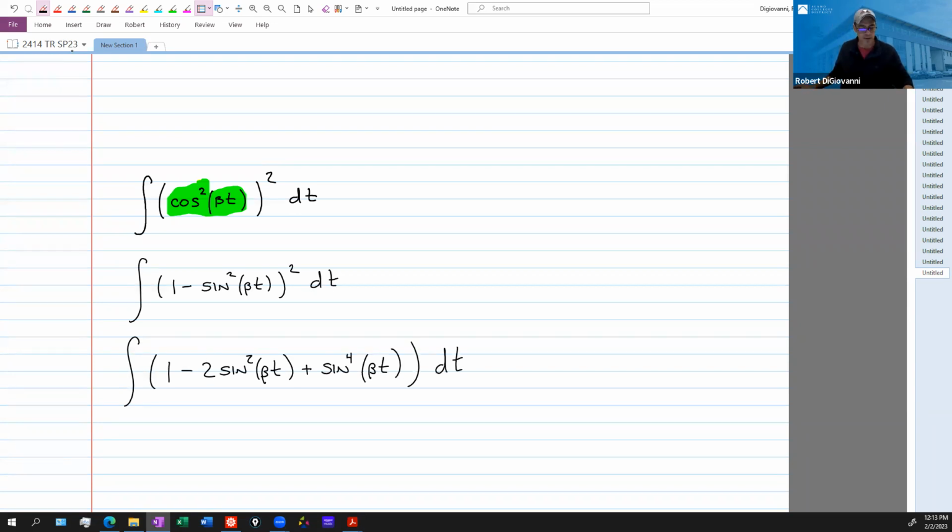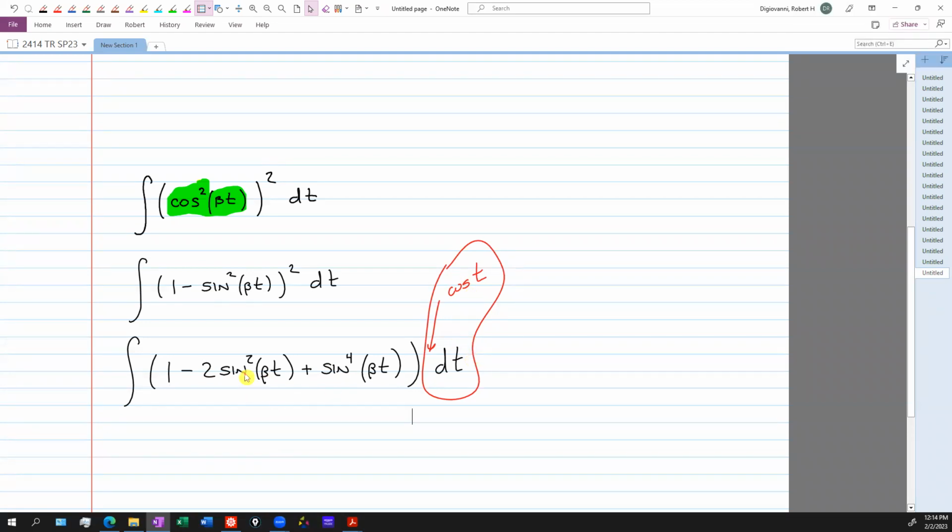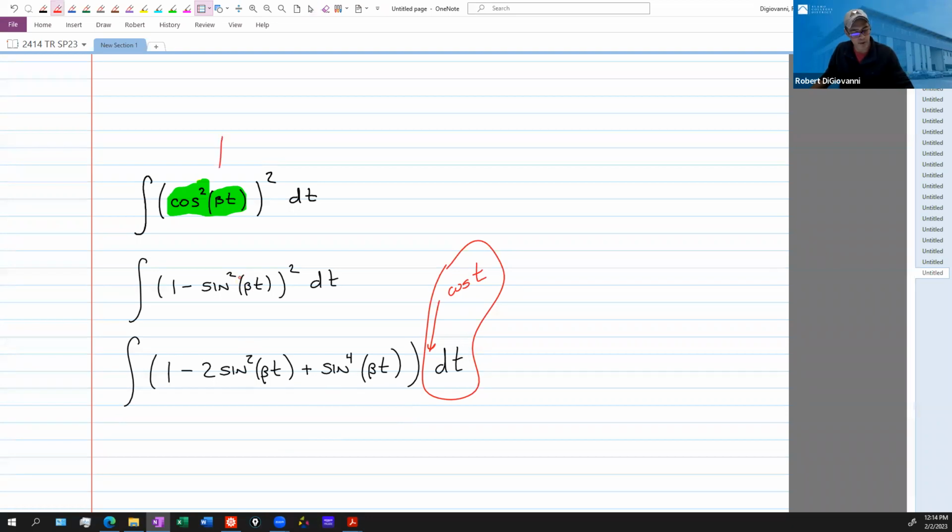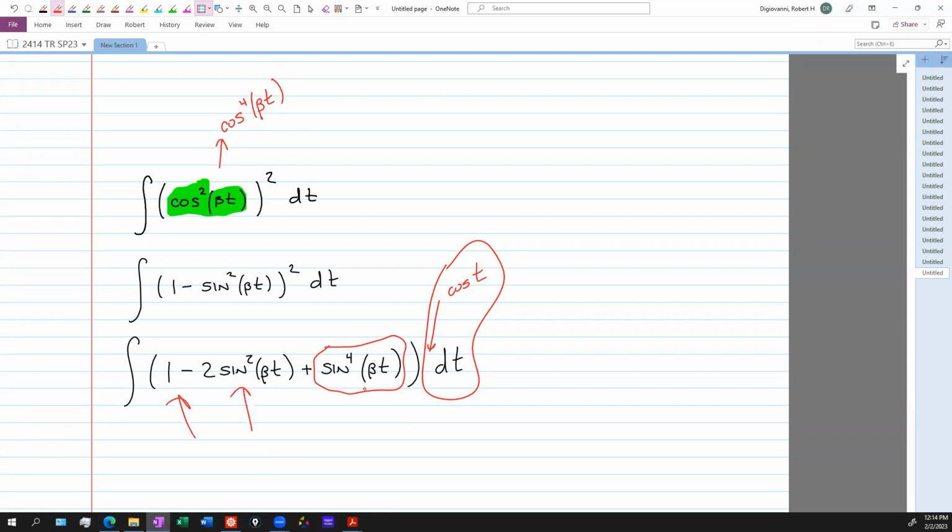And the problem with this is that what you're missing is the cosine t that you would need to do a u substitution. It'd be great here if we just let u be sine, but you don't have a cosine. Remember, the original problem was cosine to the 4th beta t. What you've done is create something that now has a sine to the 4th beta t and a bunch of other stuff. So it's more complicated now.